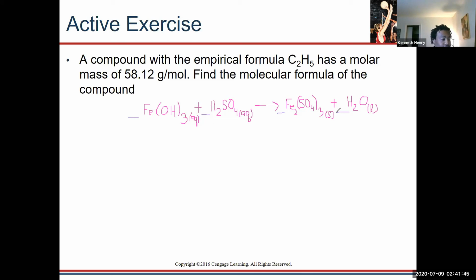Will we label our elements that we have? Okay, so tell me my elements. Iron, oxygen, hydrogen, and sulfur. That's it. Is that it? Yes.